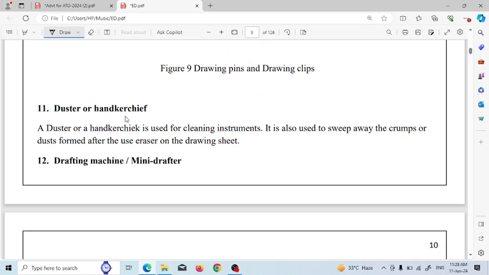Next is the duster or handkerchief. A duster or handkerchief is used for cleaning instruments. It is used to swipe away the crumbs or dust from the sheet after the use of the eraser on the drawing sheet. So it is just to remove the dust or scrub after erasing on the drawing sheet.